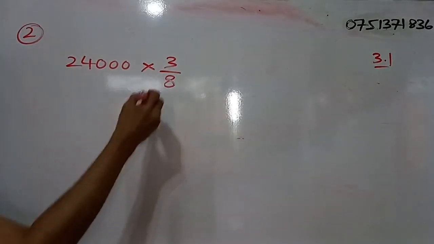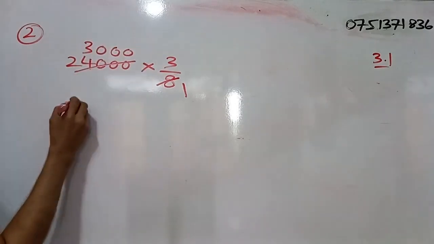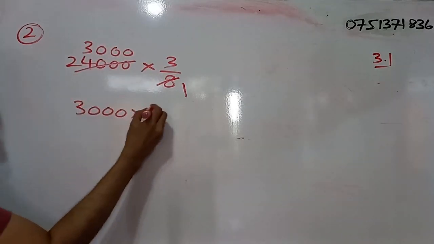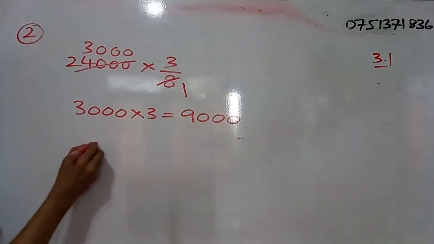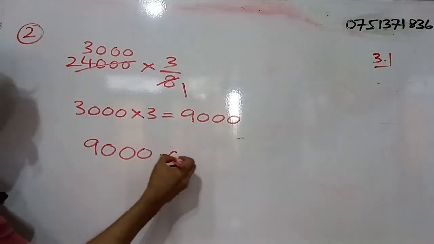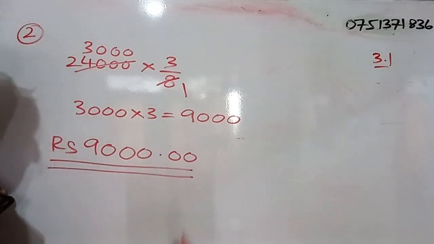3/8, right? So 8 times 1, 8 times 3,000. So 3,000 into 3, what is that? 9,000. So what is the amount? 9,000 rupees. Don't forget, you have to mention the answer with the unit.